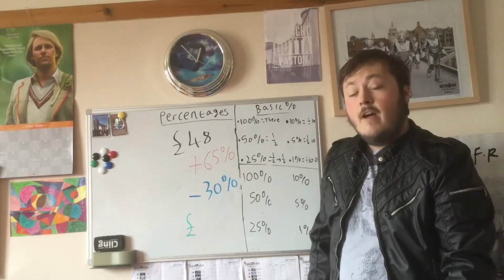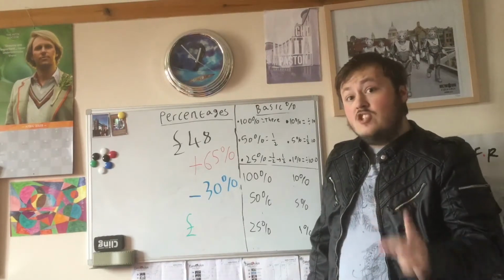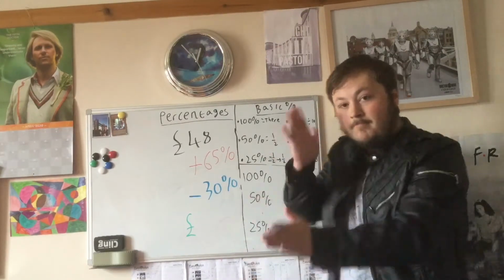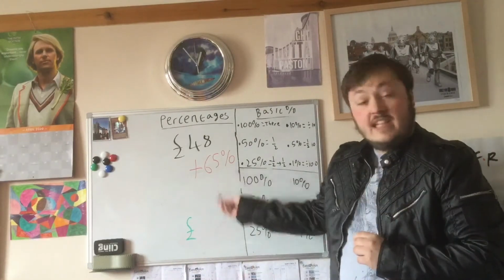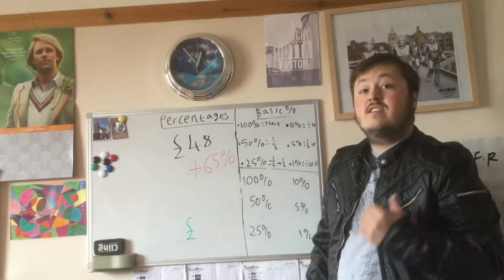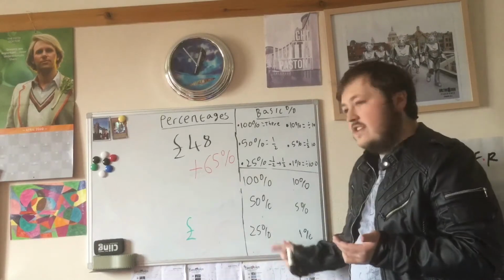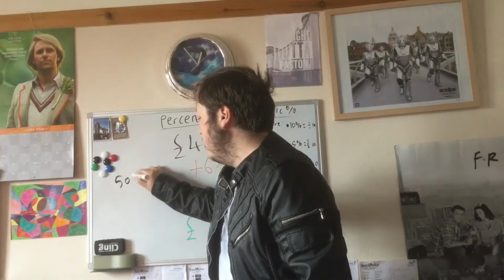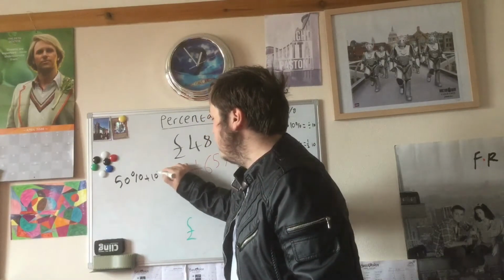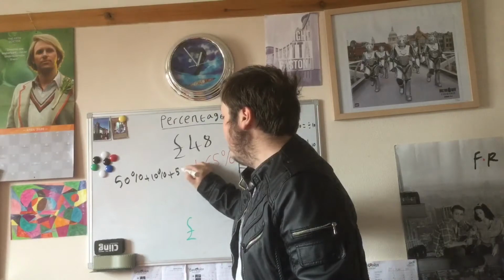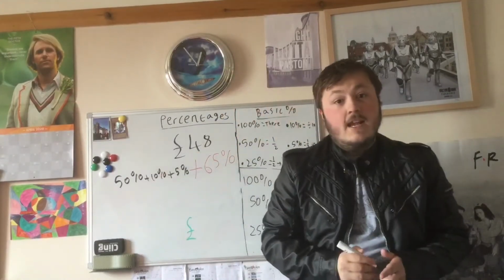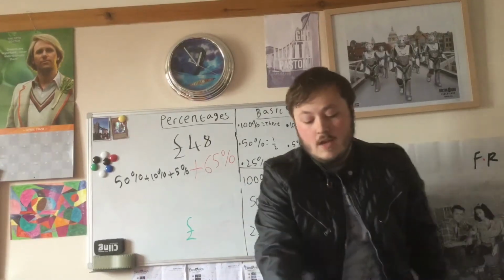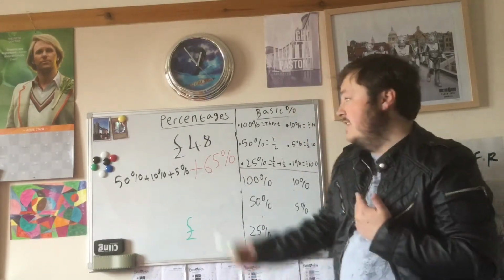So what we've got to do first is find out how much the leather jacket was when it increased by 65%. So how we do this is we first got to find what 65% of 48 is. Now what basic percentages could we use to help us? Well, we could do 50%, add 10%, add 5%, because 50, add 10, add 5 gets us 65.